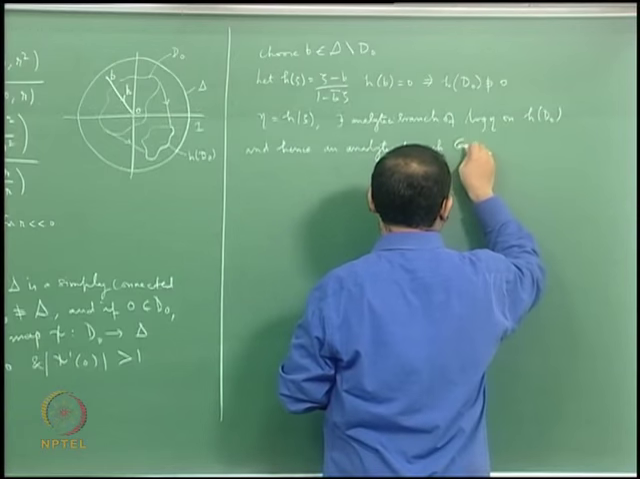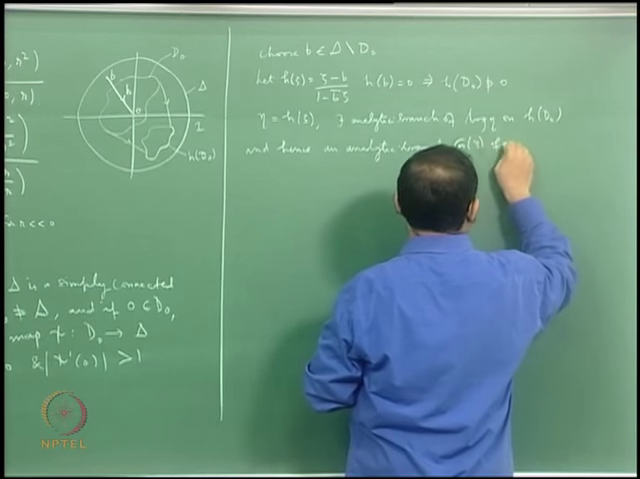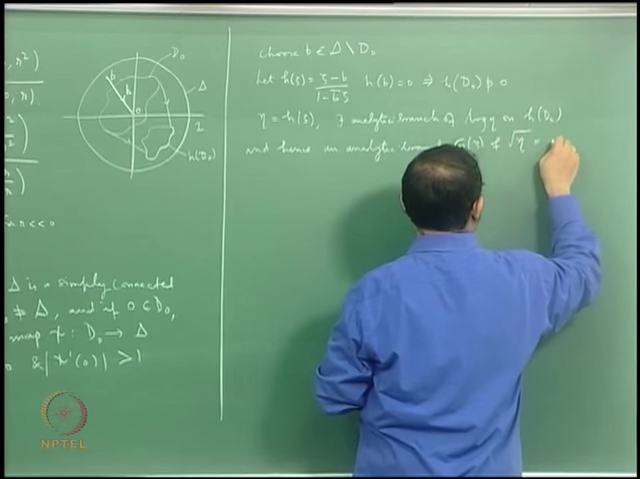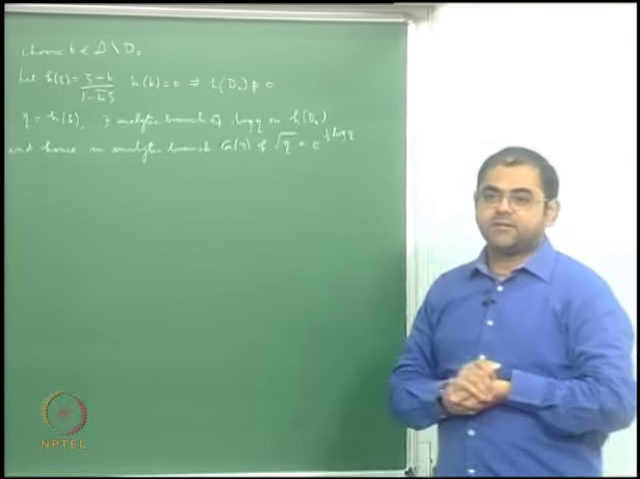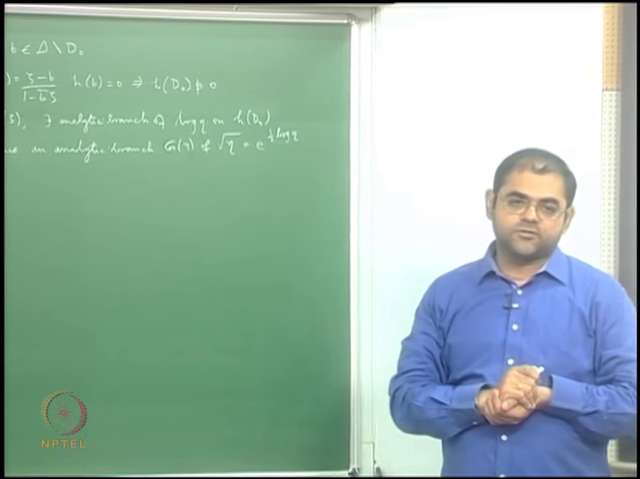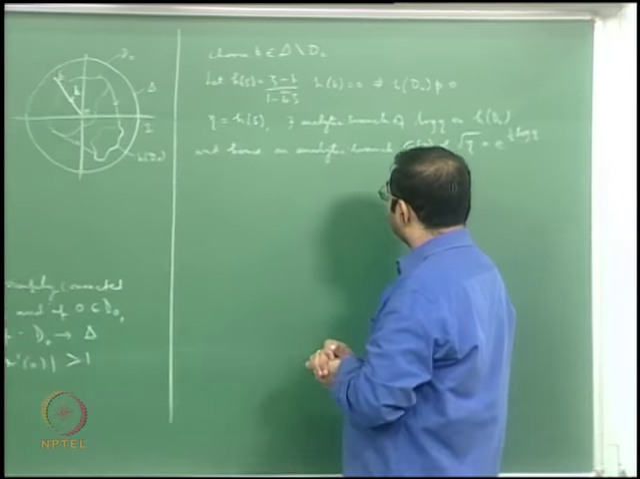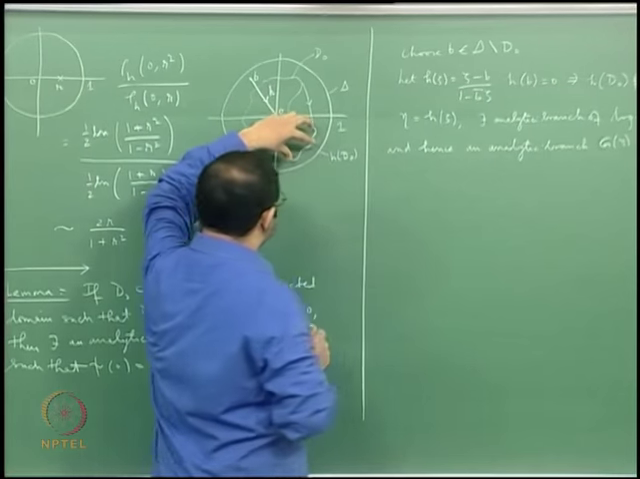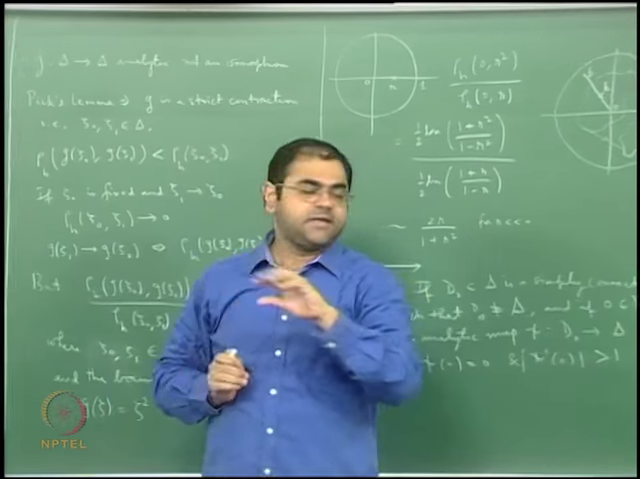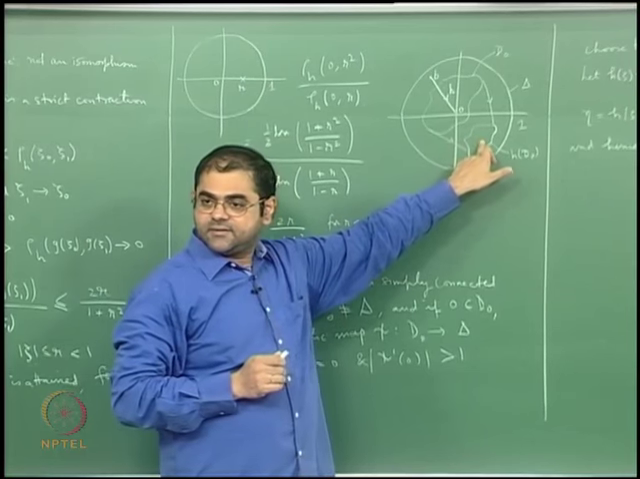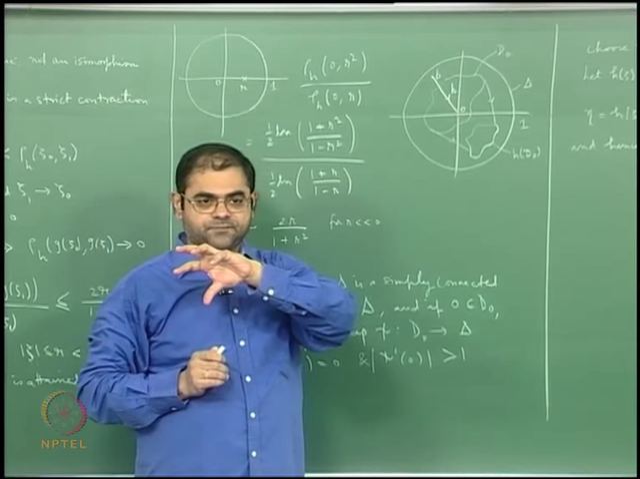So let me use capital G of eta for root eta, and root eta is e to the half log eta. The moment you get an analytic branch of log, e to the half log will give you a square root. So I have this g, which is defined on this domain, and g is a branch of the square root.